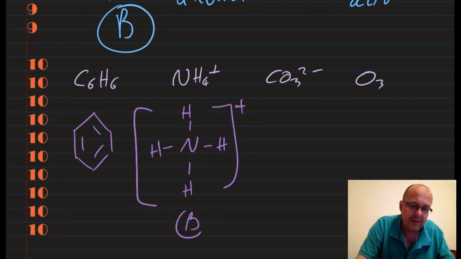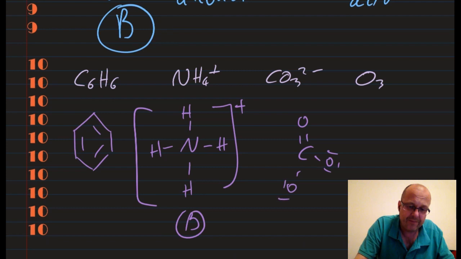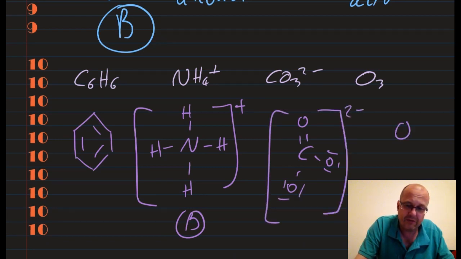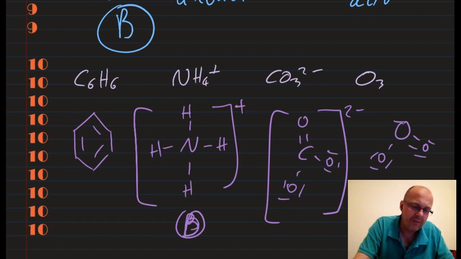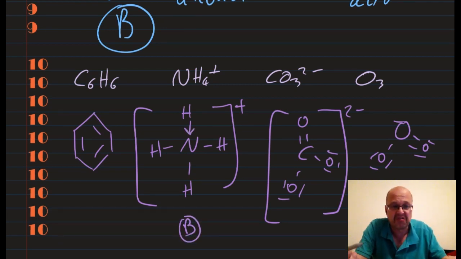B. The carbonate ion, oh man, there's 3 resonance structures for that. Don't forget the square brackets and the 2 minus. And ozone, well, there's 2 resonance structures for that. So you're looking for single and double bonds next to each other. So this just has single bonds. So why would they put that one in then? I think they put that one in because it has a dative covalent bond, maybe, to try and trick you. Didn't trick me.